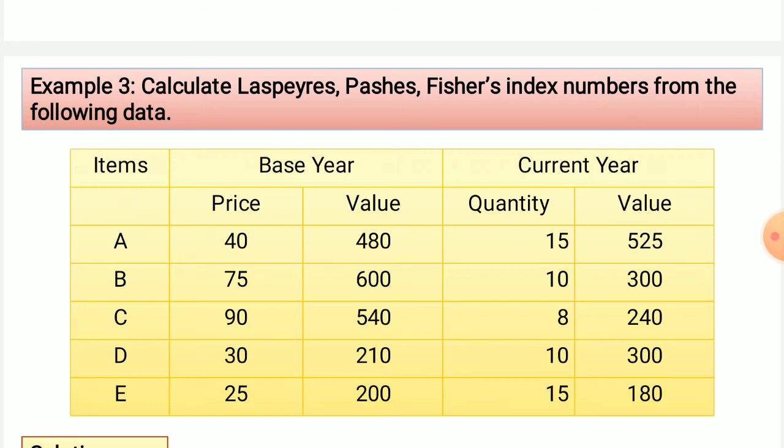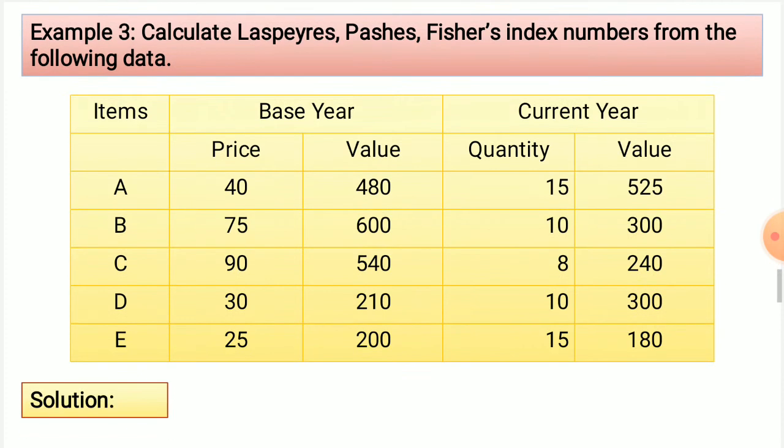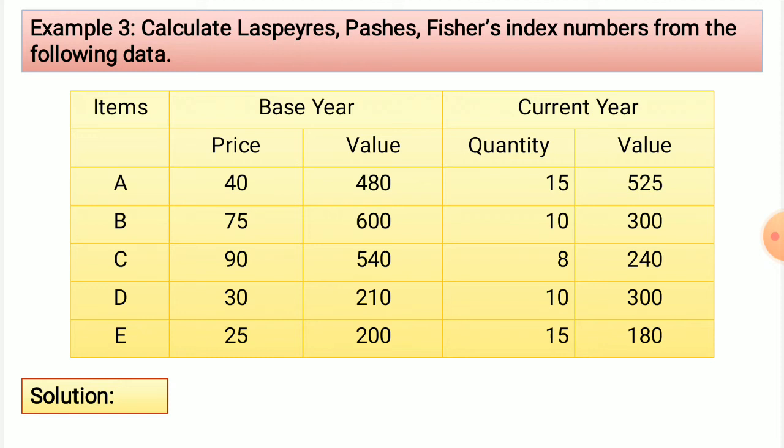Now take example 3. Calculate Laspeyre's, Paasche's and Fisher's index numbers from the following data. The items are given in the first column. Base year price and value, and current year quantity and value are given. When value is given, along with base year price, base year price means P0 is given.